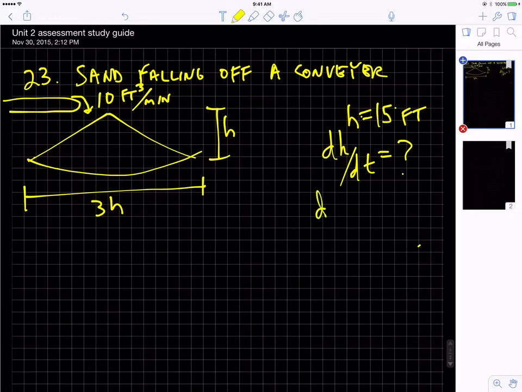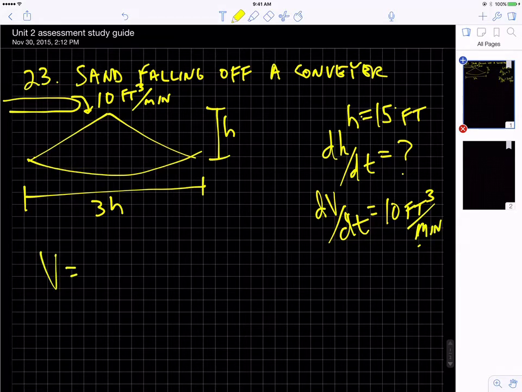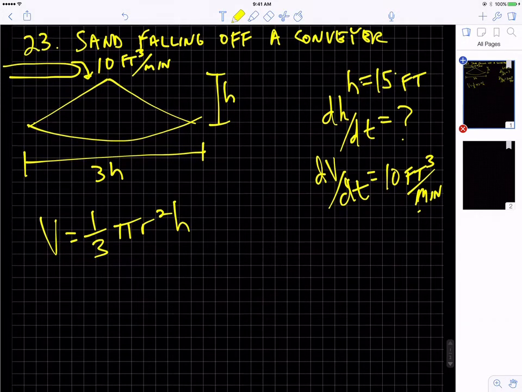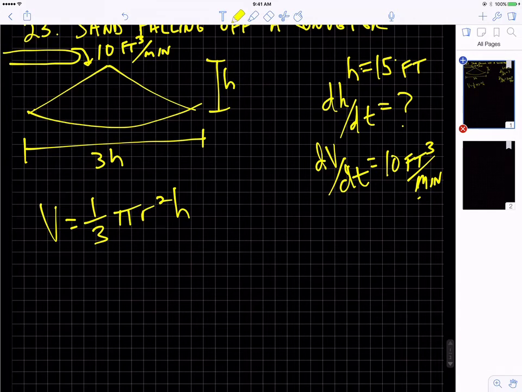Okay, we know the rate of change of the volume, the amount of sand being added, is 10 cubic feet per minute. So we write our volume formula for a cone. It's going to be 1/3 pi r squared times the height.